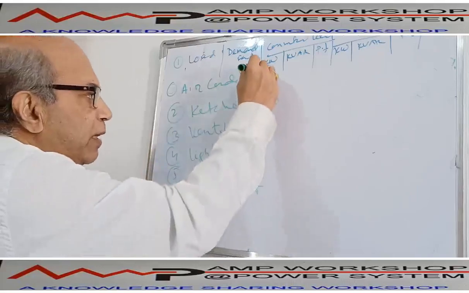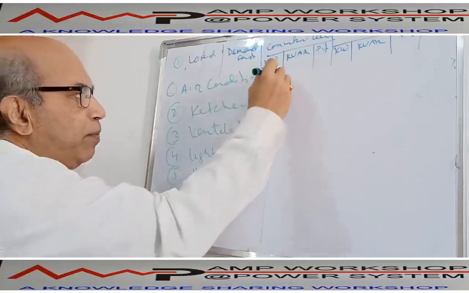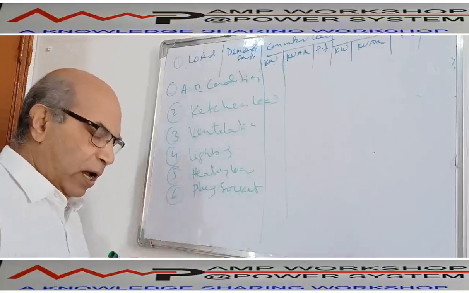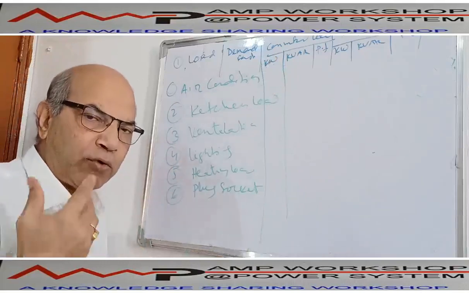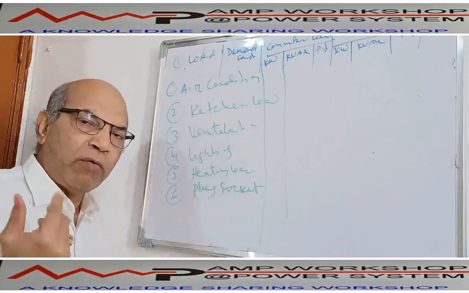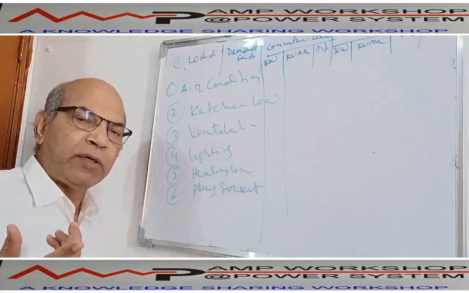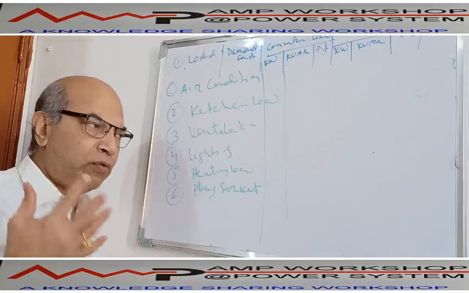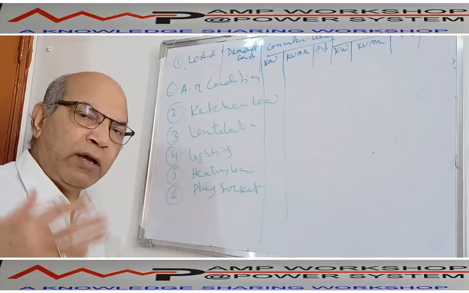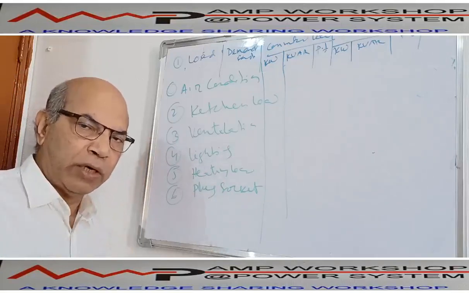So if you see, it is a 3-bedroom apartment. As per the normal rule, a 150 square feet room can be cooled by a 1 ton machine. A 1 ton machine means about 1.5 kilowatt. For a 250 square feet room, you can cool by 1.5 ton, which is approximately 2 kilowatt.